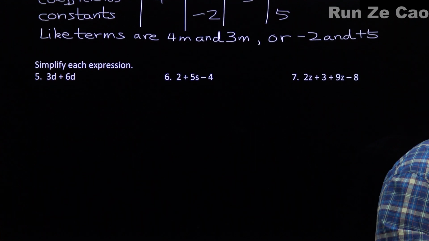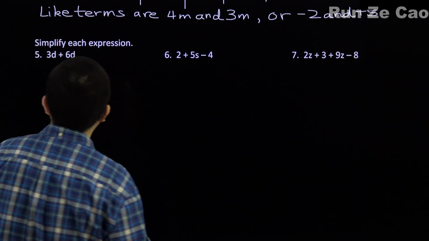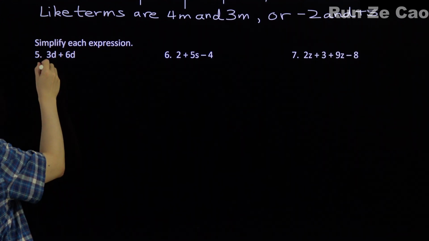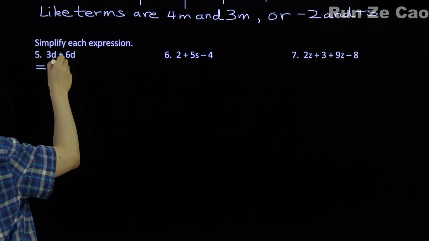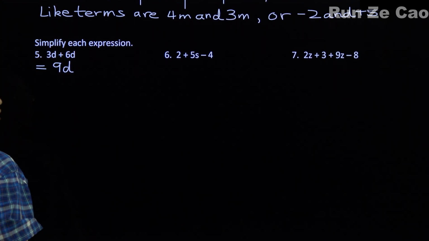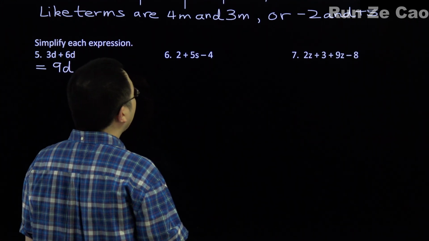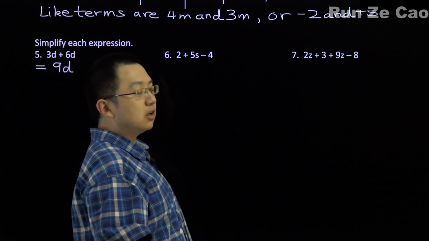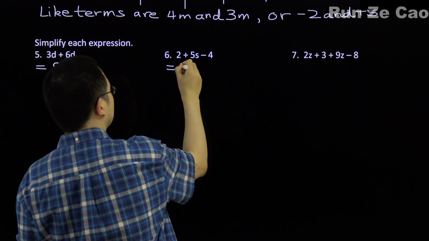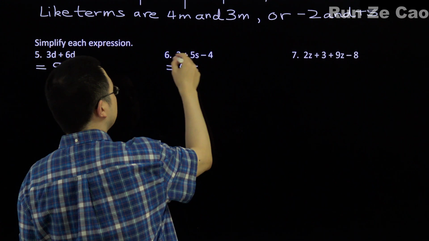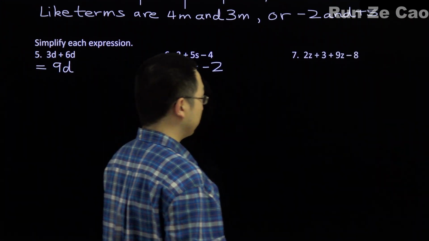Okay, then, let's simplify these expressions. 3d plus 6d. Well, if there are 3d's and 6d's, there's a total of how many d's? There's a total of 9d. 2 plus 5s minus 4. The like terms here are 2 and negative 4. So we leave 5s over here, and then we add 2 and subtract 4. That means a total of negative 2.